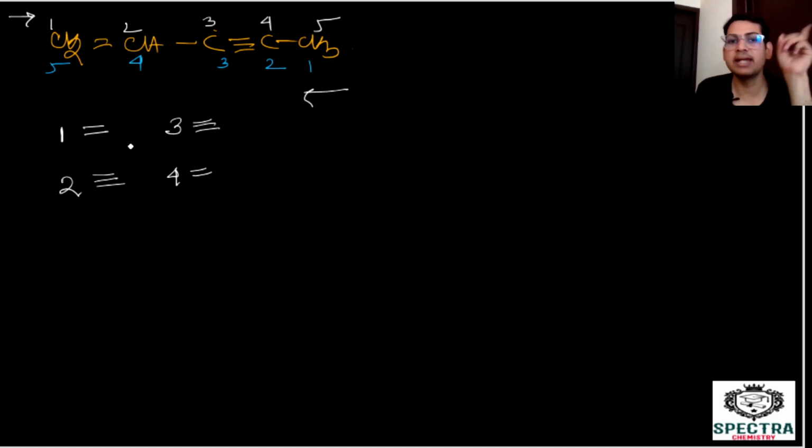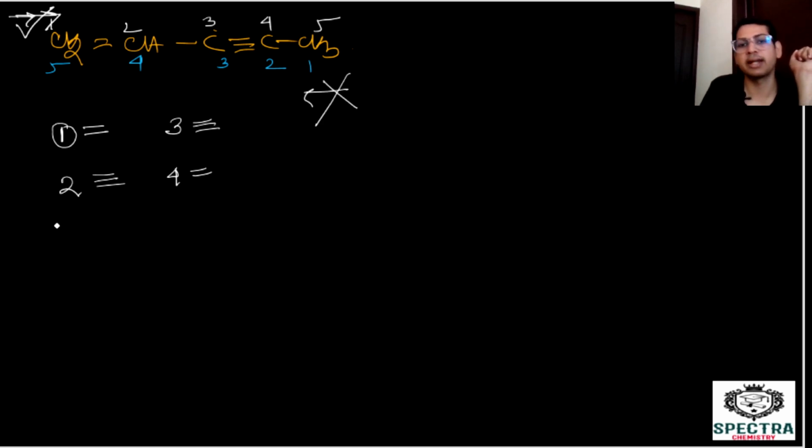From whichever side you are getting any one of them in the lowest locant number, that you have to take. Again I am telling, it doesn't matter if it is double bond or triple bond. From any of the sides, if you are getting that in the lowest locant number position, that will be your order. So the left hand side is the correct way, because you are getting the lowest locant number 1, whether it is a double bond or triple bond.